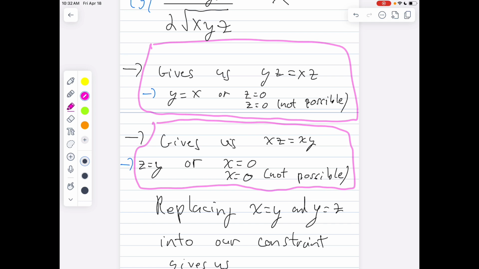And the next step with Lagrange multipliers is once you find some relationship between the variables here, you use that relationship and usually replace variables in the constraint equation.